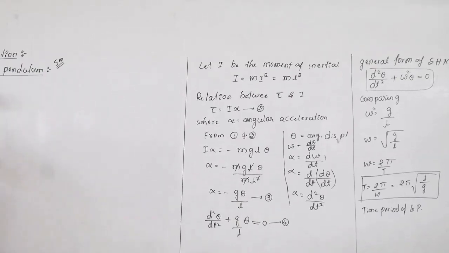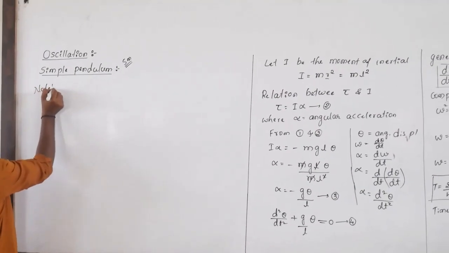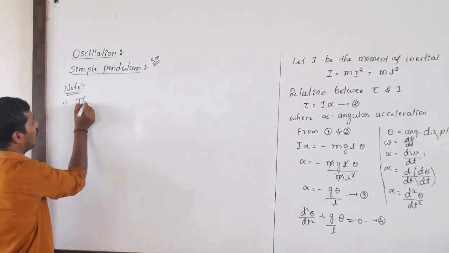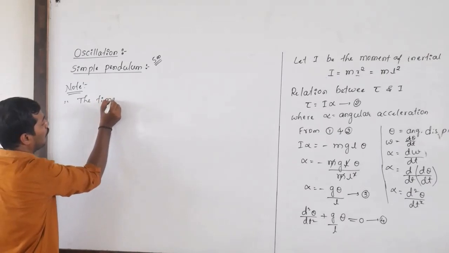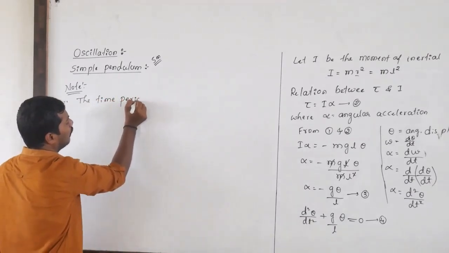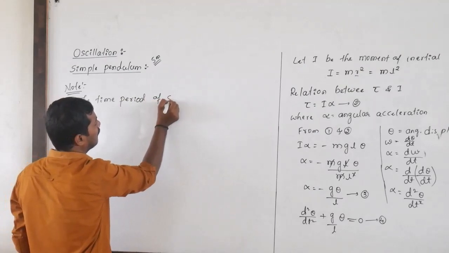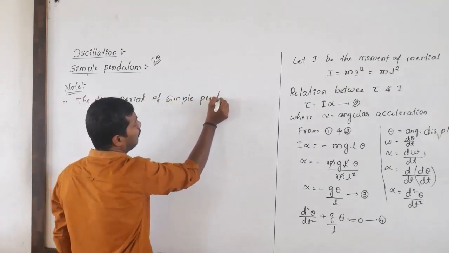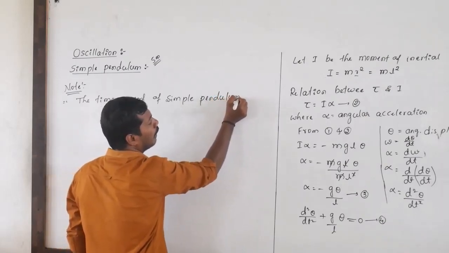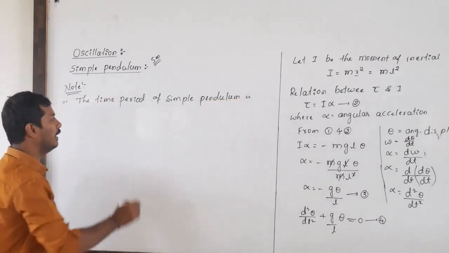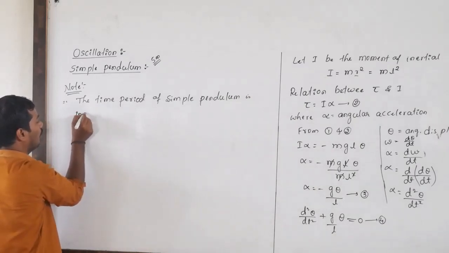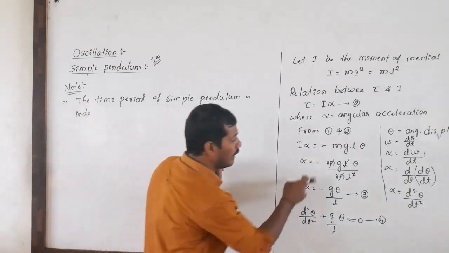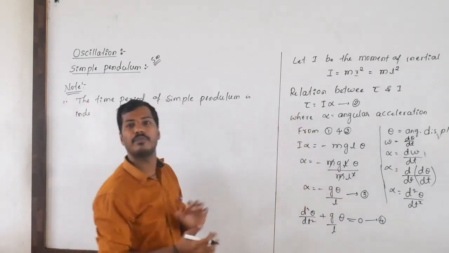Very, very important points. Some notes are there. One thing, always the time period of a simple pendulum is independent of the mass of the body. It does not depend on the mass, so that these two get cancelled here.